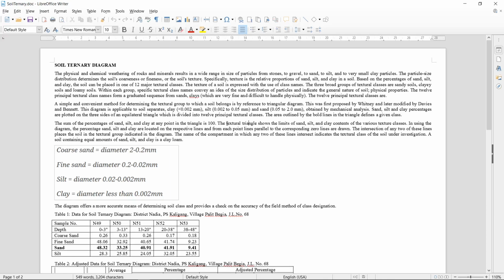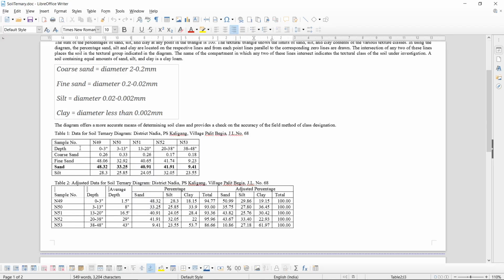Let us go to a textural ternary diagram, but before that let us just have a view of a data set. For example, this is of a district in Nadia in West Bengal, and the village is Politbegia. In this village, 5 soil samples were taken at different depths of 0 to 3 inches, 3 to 13 inches, 13 to 20 inches, 20 to 38 inches, 38 to 48 inches. At each of these depths, the percentage of sand, silt, and clay was determined by various scientific and field-based methods.